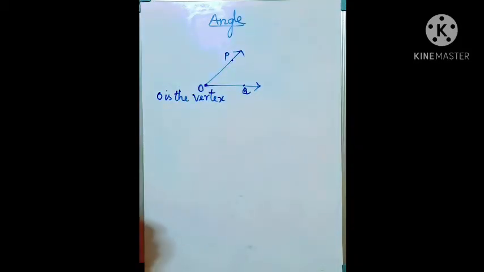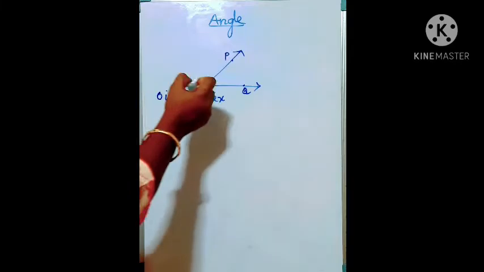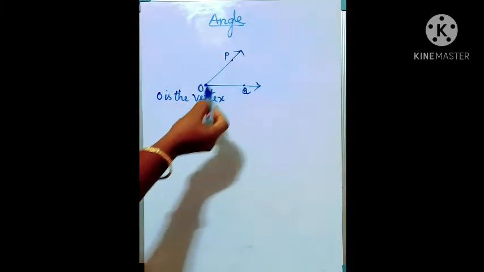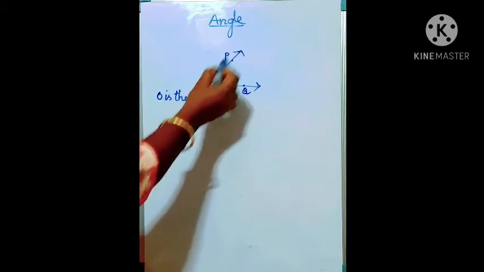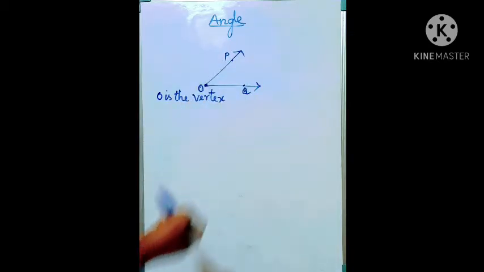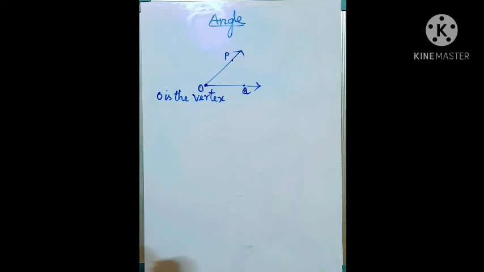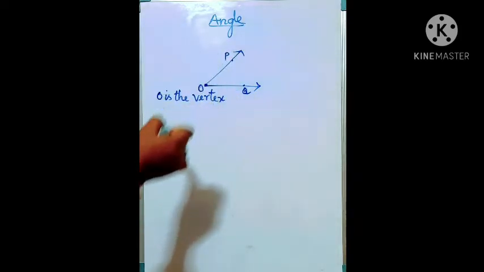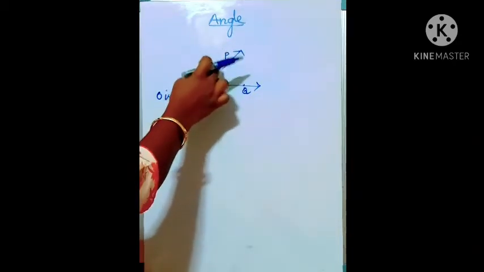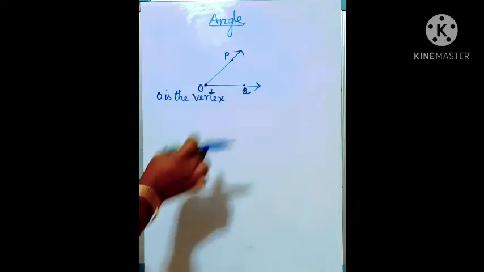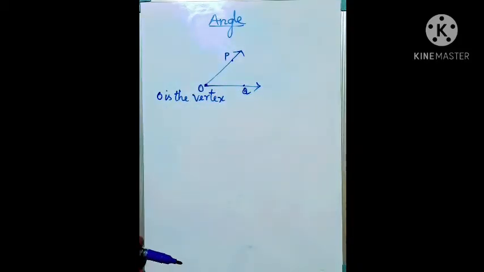So, again I repeat, an angle is made up of two rays, starting from a common starting point. These two rays should have a common starting point. Angles are made when corners are formed. The two rays forming the angle are called the arms or sides of the angle. Okay.